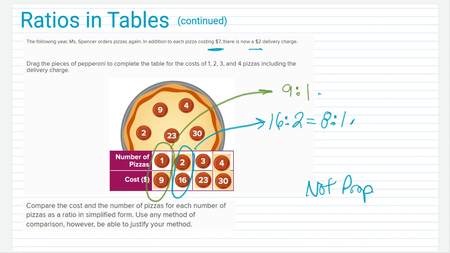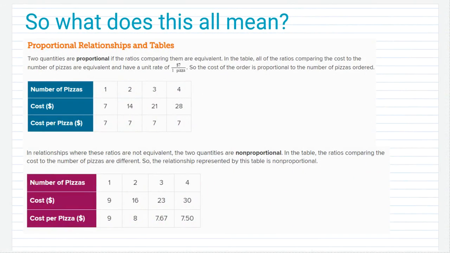We're going to simplify them down and then see if it's proportional. And if it turns out to be proportional, we're going to actually go through and find that constant of proportionality. So again, what does this all mean? Basically, two quantities are proportional if the ratios comparing them are equivalent. So in the table, all of the ratios comparing the cost to the number of pizzas are equivalent and have a unit rate of $7 per pizza. So the cost is proportional, just like we were saying.